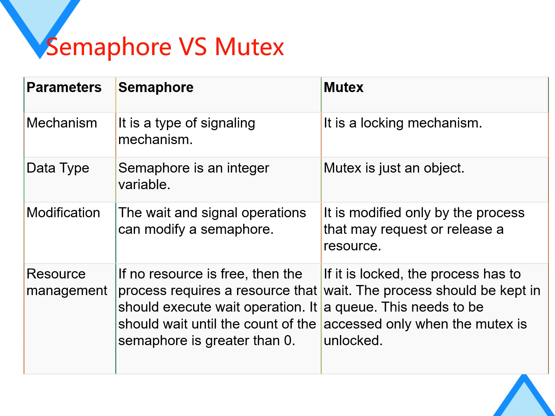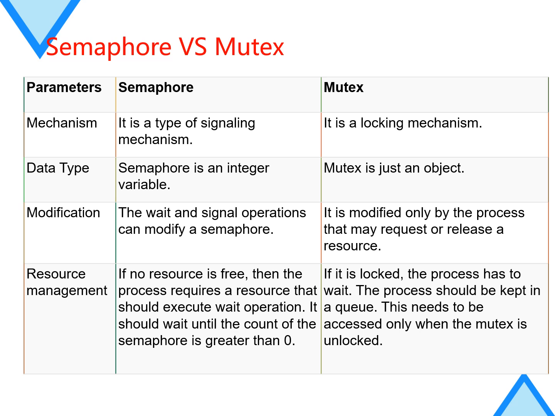Resource management: if no resources are free, then the process that requires a resource should execute the wait operation. If there are no resources available and a thread or process wants to acquire some resources, then it must wait for the resources. It should wait until the count of the semaphore is greater than 0, in the case of the counting semaphore, or until it becomes 1 in the case of the binary semaphore.